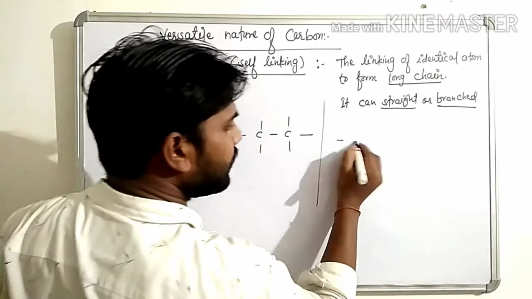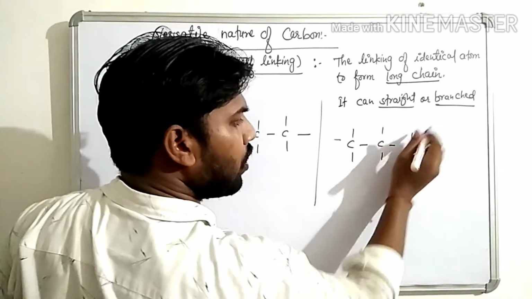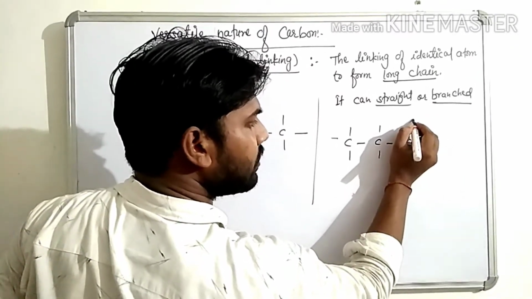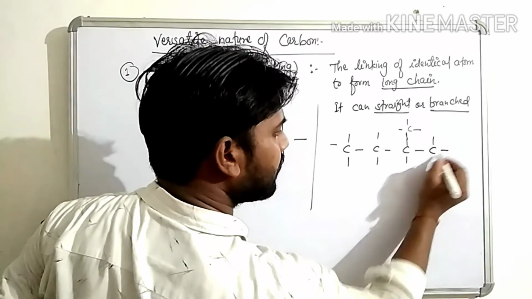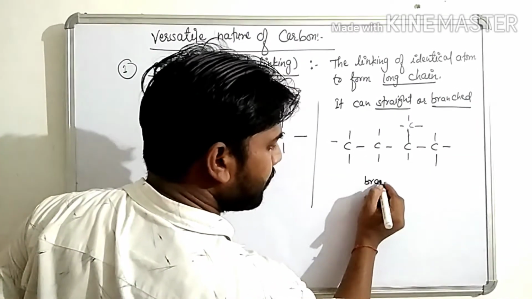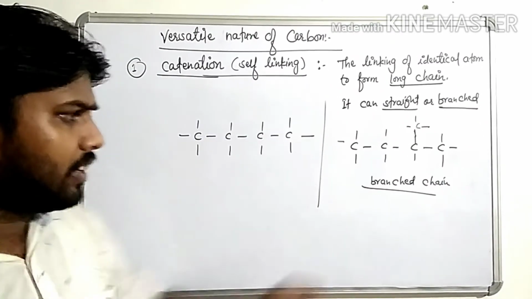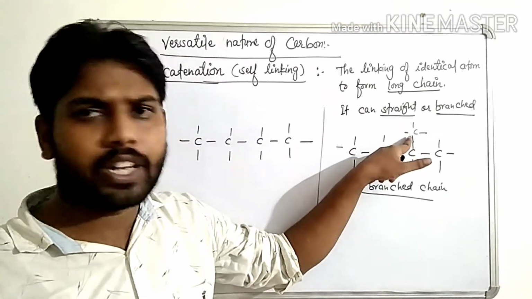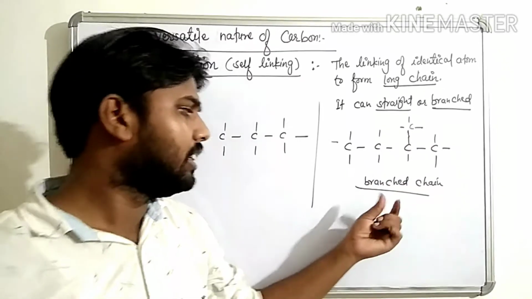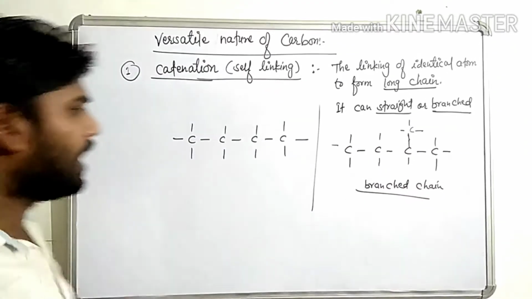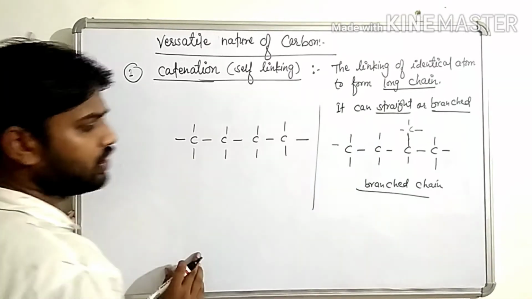But children, if carbon is attached on the above side or down side, that is known as a branched chain. Here carbon is attached on the above side of the carbon, or if it is attached on the down side, in some cases, it is said to be a branched chain. And if the carbon chain shows in a straight way, that will be a straight chain.